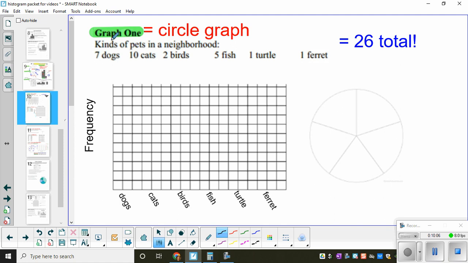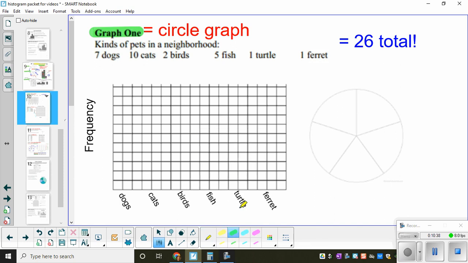And what we're looking at here, y'all, is just somebody collected some data and said, what are the different kinds of pets that they see in a neighborhood? So they just went around and maybe asked people, hey, what pet do you have? And it looks like in their neighborhood, there's 7 dogs, there's 10 cats, 2 people have birds, we've got 5 fish, 1 turtle, and 1 ferret. Now I did the math for you and just went ahead and added them all up. If we add up all of these, we can see that there's 26 different pets total in the neighborhood.